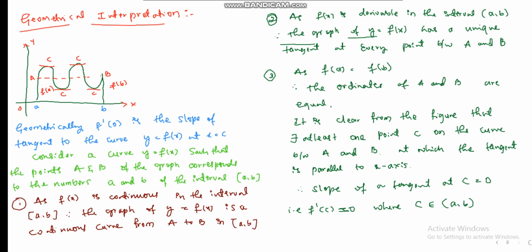It is clear from the figure that there exists at least one point c on the curve between a and b at which the tangent is parallel to the x-axis. Just observe, guys, at the point c the tangent is parallel to the x-axis. If the tangent is parallel to the x-axis, the slope of the tangent at c is equal to 0. That is, f dash of c is equal to 0, where c belongs to the open interval a comma b. This is the geometrical interpretation.